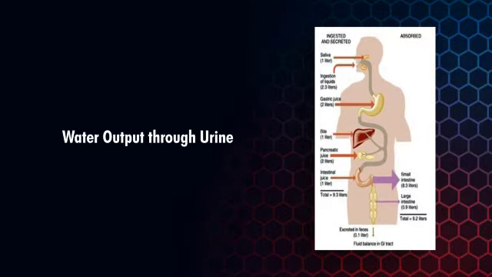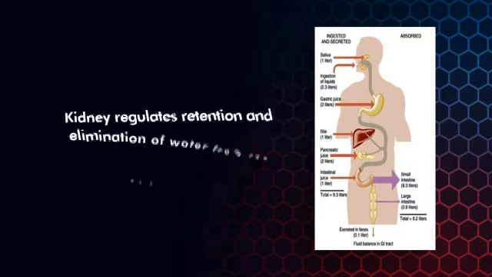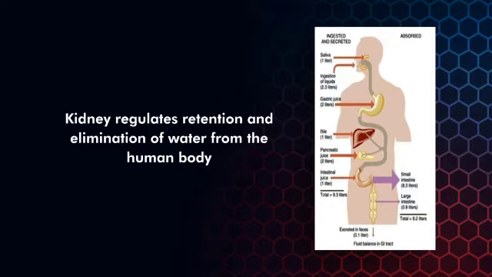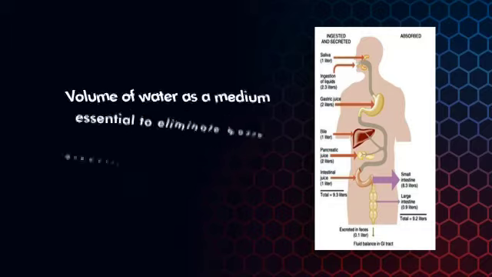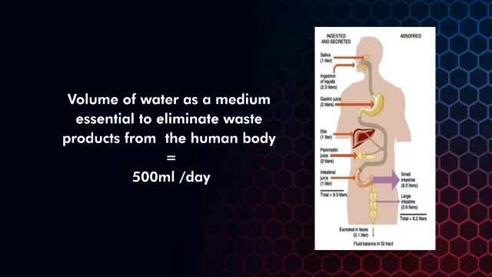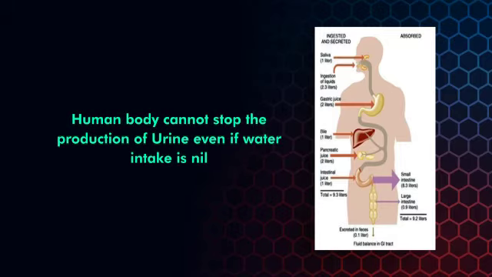Water output through urine. Daily urine output of the human body in a balanced state is 1 to 2 liters per day. The kidney regulates retention and elimination of water from the human body. Water loss by the kidney is highly variable. The volume of water essential as a medium to eliminate waste products from the body is 500 milliliters per day. The human body cannot stop the production of urine even if water intake is nil.